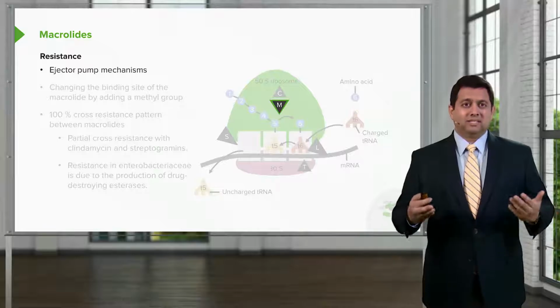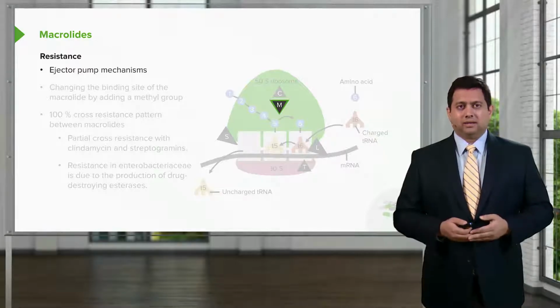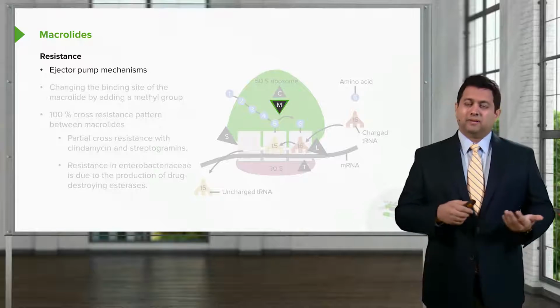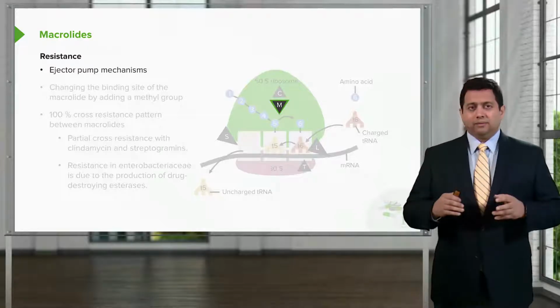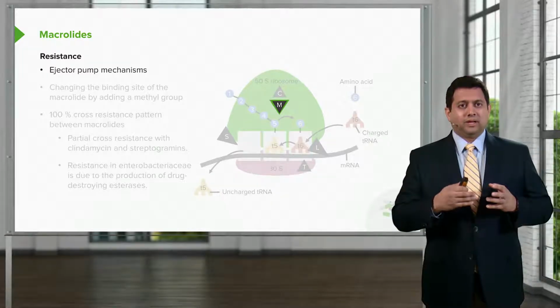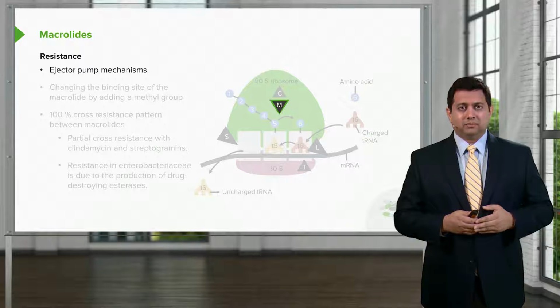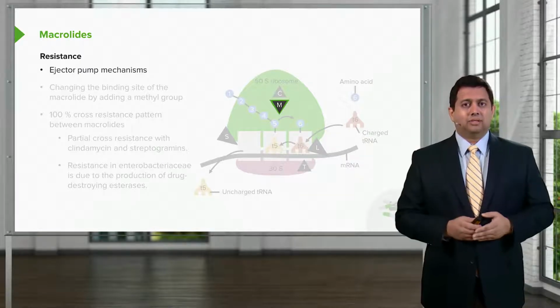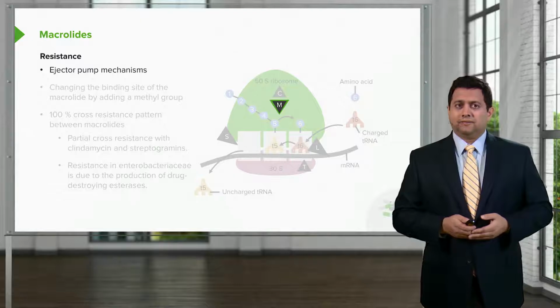Let's talk about the resistance to macrolide antibiotics. It's actually quite an interesting topic because of the mechanisms and the resistance patterns. Now, you actually will develop ejector pump mechanisms in some bacteria that literally pump out the drug, the active drug, out of the cell. It's quite an interesting phenomenon.